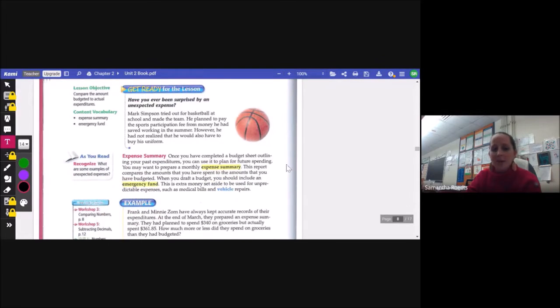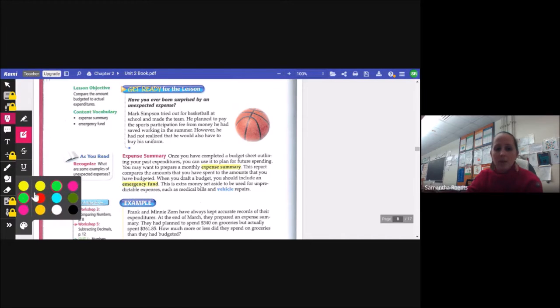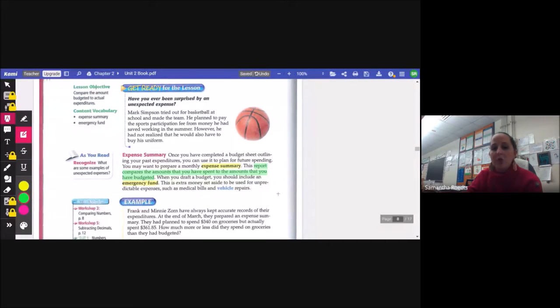So, expense summary. Once you've completed a budget sheet outlining your past expenditures, you can use it to plan for future spending. So you might want to prepare an expense summary. This report compares the amounts that you have spent to the amounts that you have budgeted. That's your definition right there for expense summary.